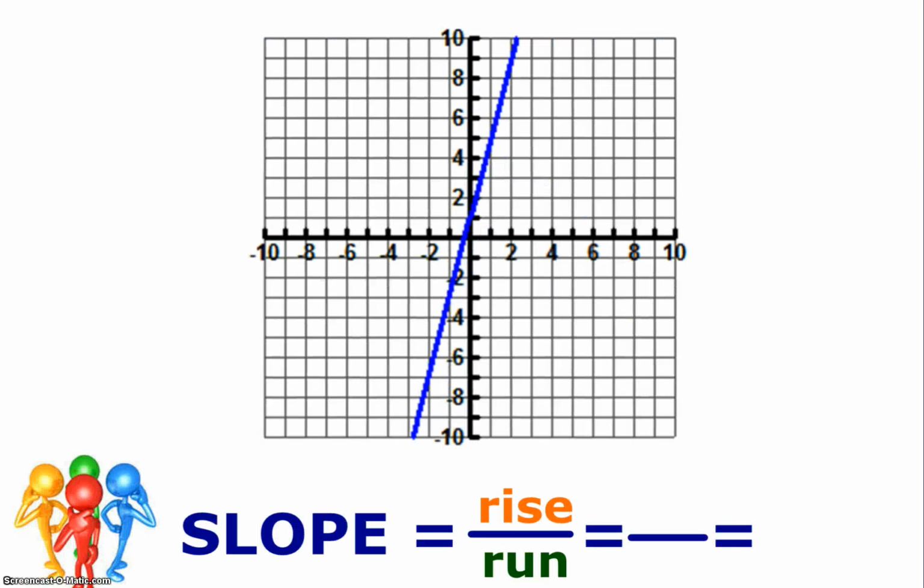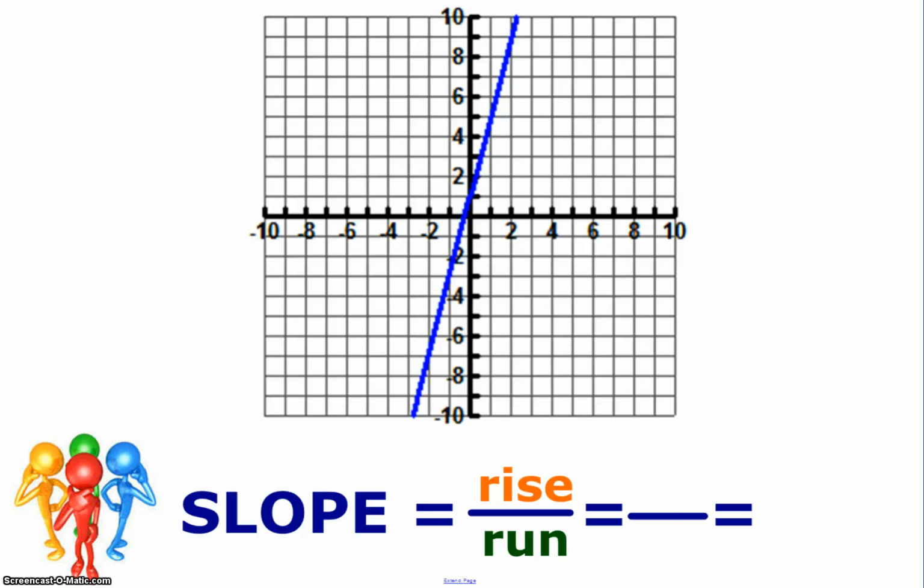Find the slope. Well, it's going up from left to right, so we know it's going to be positive. I'm going to choose this point right here and this point right here. So what's your rise? 1, 2, 3, 4, 5, 6, 7, 8. And your run is 1, 2. So 8 divided by 2 is 4. So your slope is 4.